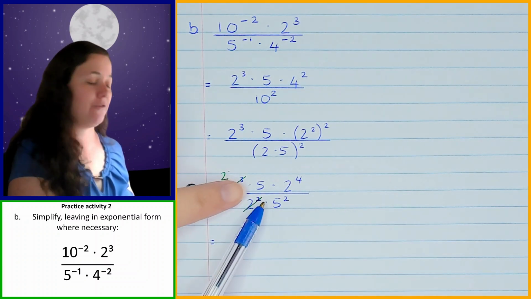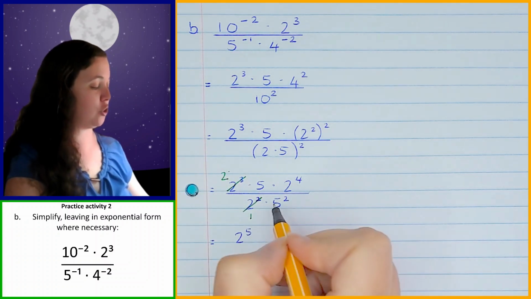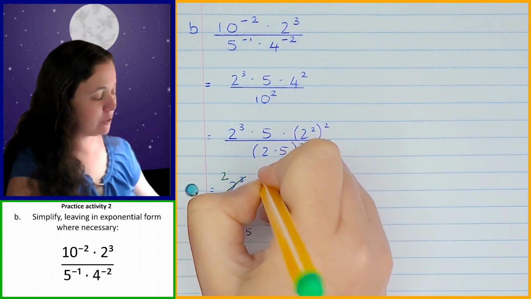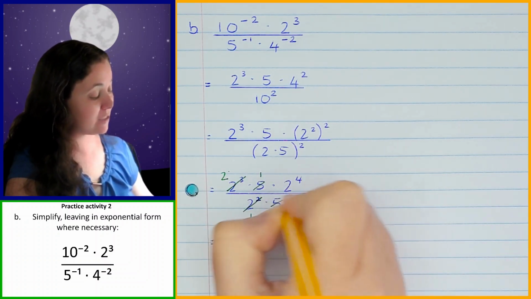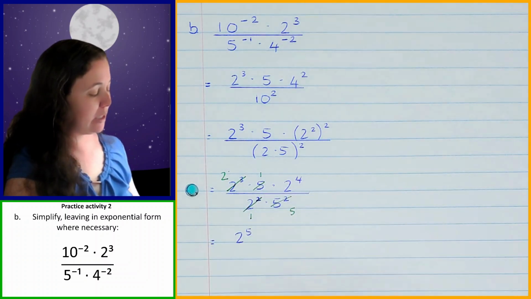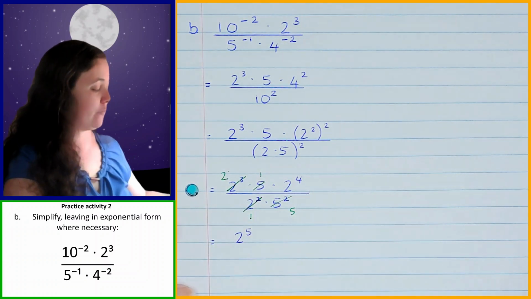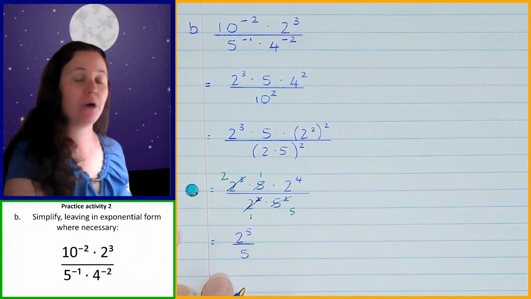And then let's have a look at our 5's. So I've got 5 and 5 squared. So the higher exponent is in the denominator. So the 5 at the top is going to cancel completely. The 5 squared at the bottom is going to change to 5 to the power of 2 minus 1, which gives me 1, or just 5. So that's going to be over 5 over here. So I end up with 2 to the power of 5 over 5.